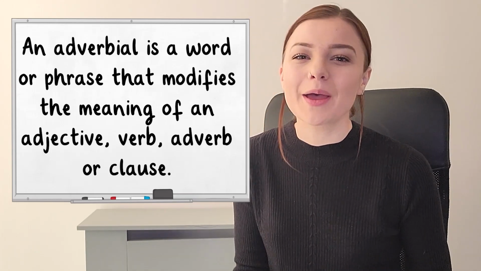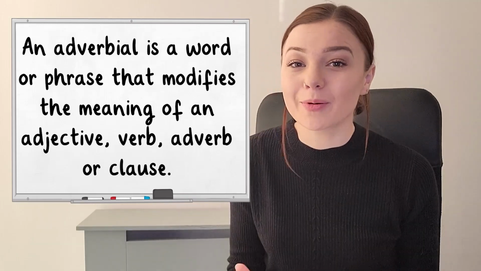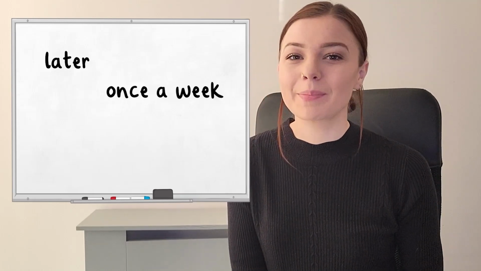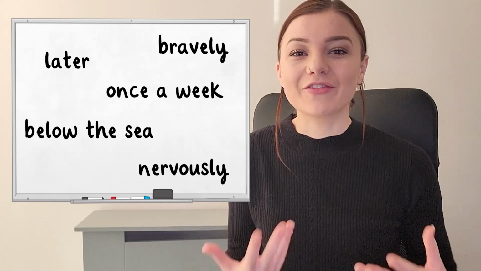They can be used in different parts of a sentence to explain how, when, or where something happened. They're like adverbs, but they're typically made up of more than one word. Let's have a look at some examples of some adverbials. Later, once a week, below the sea, nervously, bravely. Adverbials can be grouped in different ways.